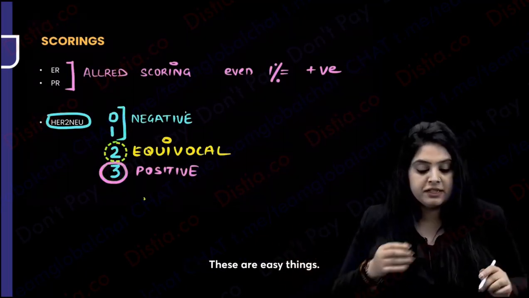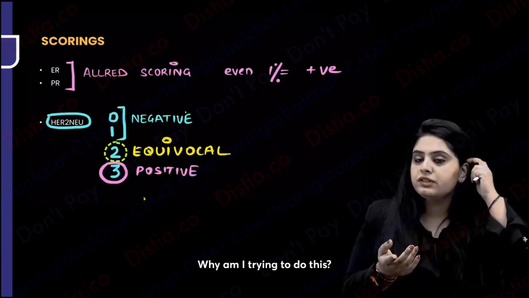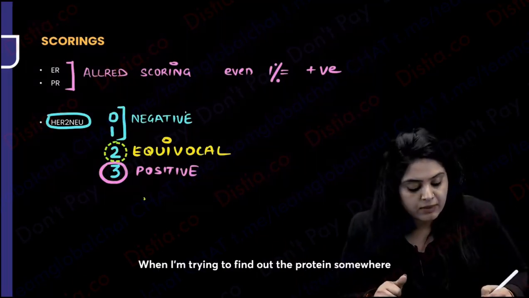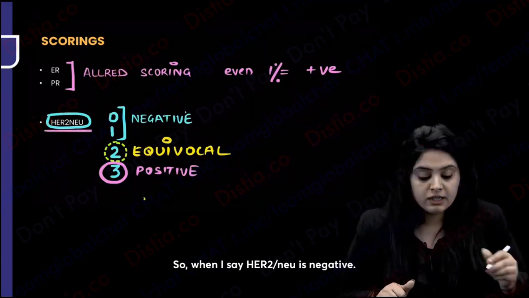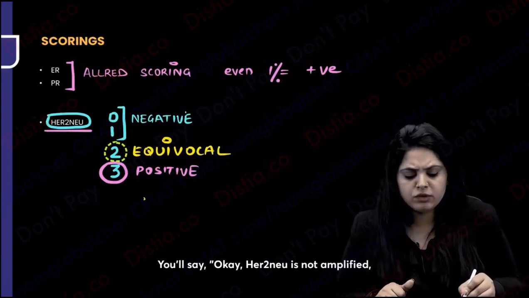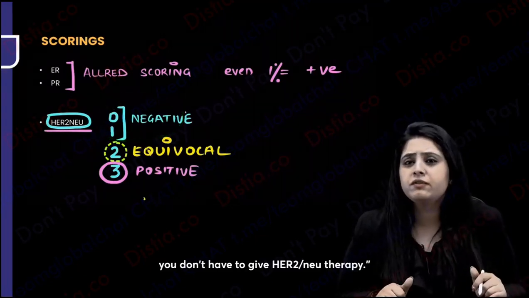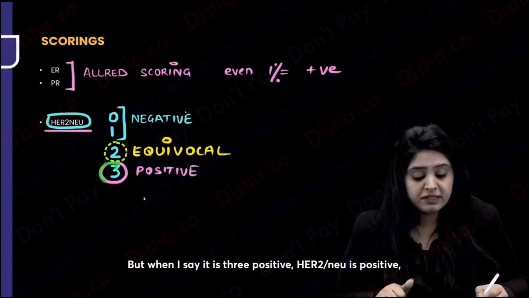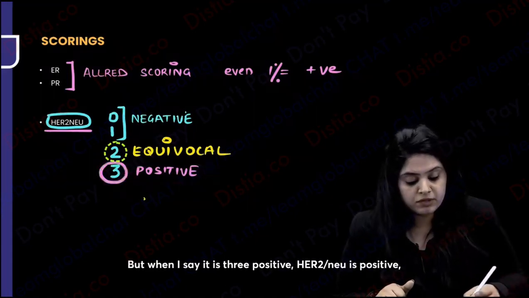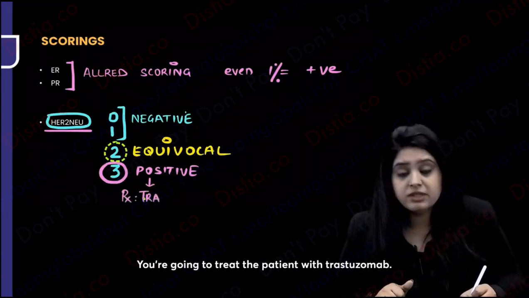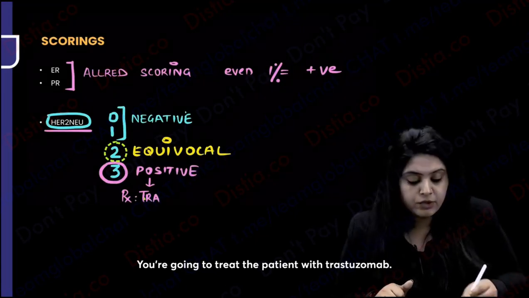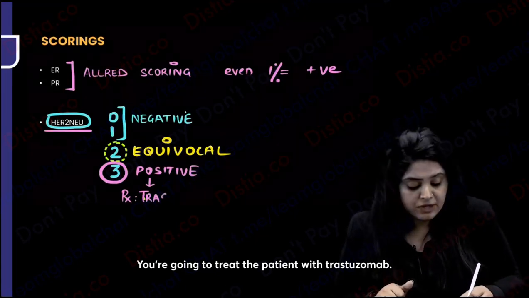These are easy things. Why am I trying to do this? Because think a little logically. When I'm trying to find out the protein, somewhere I'm trying to express the gene, right? So when I say HER2/neu is negative, you'll say, okay, HER2/neu is not amplified. You don't have to give HER2/neu therapy. But when I say it is 3 positive, HER2/neu is positive, what are you going to treat the patient with? Anti-HER2/neu, you're going to treat the patient with trastuzumab.